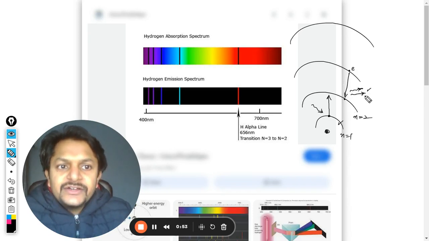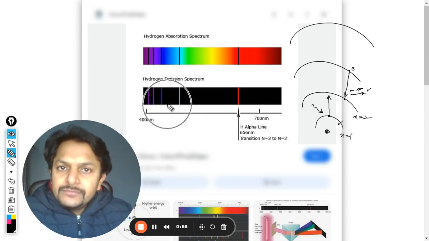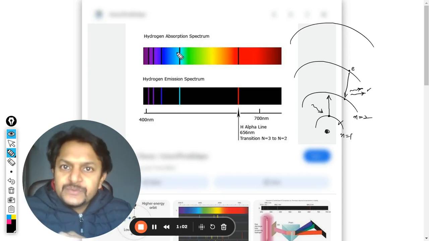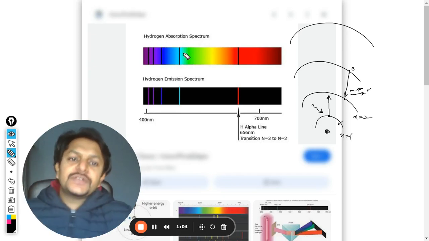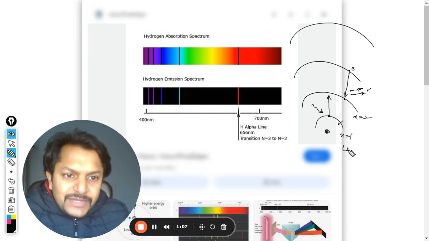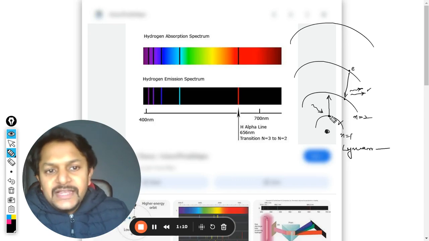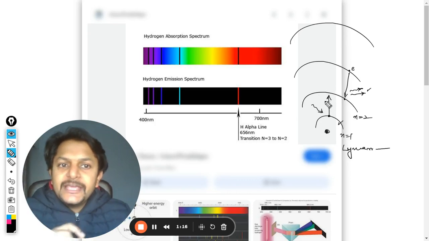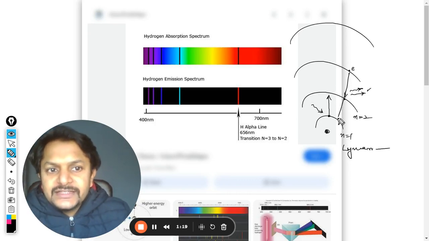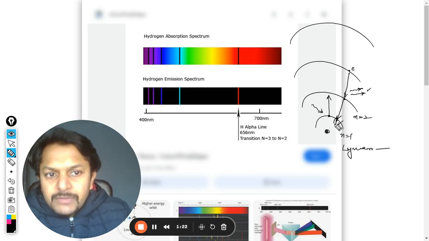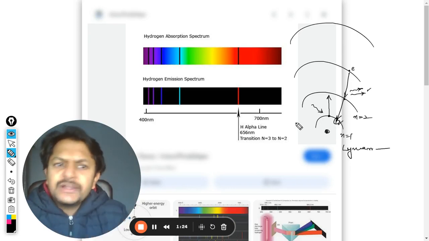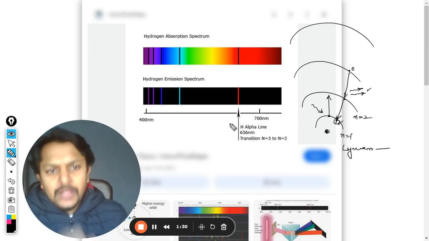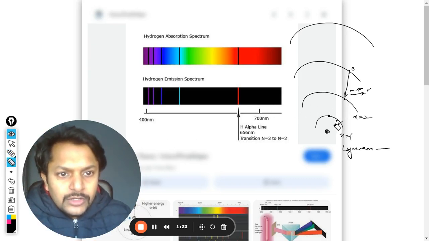So this release of energy will be creating emission spectrum, and this absorption of energy would be creating absorption spectrum. Clear? First of all, we have to understand this. Now, Lyman series means that either the electron is absorbing energy and jumping from 1 to higher energy levels, or there is some electron in the higher energy level and it is jumping into 1. If it is coming back to 1, even then it is called Lyman series, but that will be the Lyman series for the emission spectrum. Getting my point?